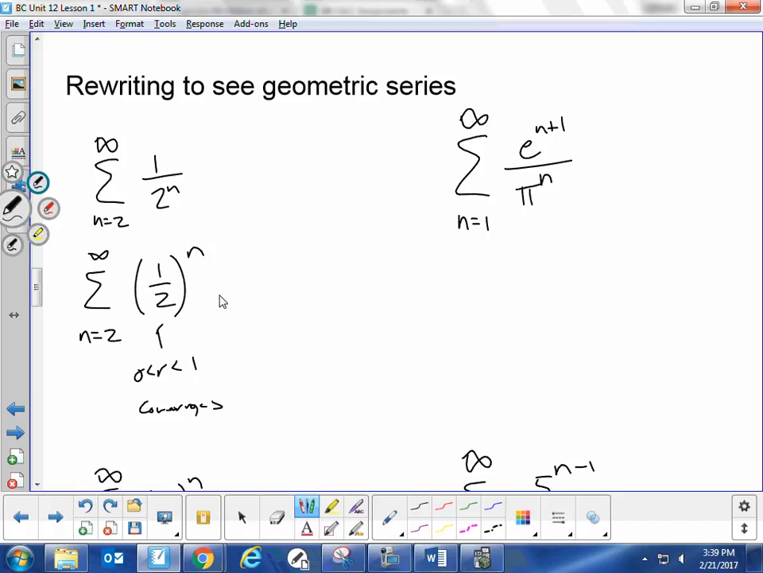My first term would be 1/4. My second term would be when n is 3, that'd be 1/8. My first term, 1/4, would be divided by 1 minus a half to give me my sum. So that's 1/4 divided by 1/2, which is the same as 1/2.